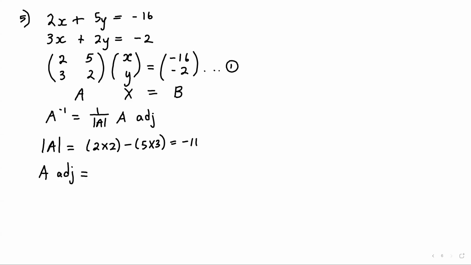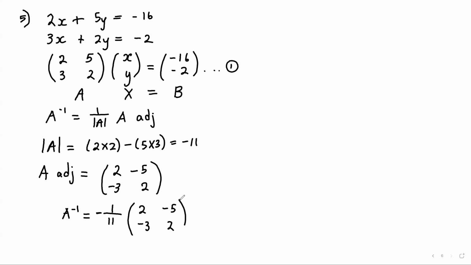All right, first the determinant, and then A adjoint is found by switching the positions of the first and last elements. Now in this one, it's the same because it's just 2 and 2, and changing the signs of the remaining elements. All right, and then you put those together. So A inverse will be 1 over the determinant, so 1 over negative 11, which will just be negative 1 over 11, by the adjoint, which is 2, negative 5, negative 3, 2.